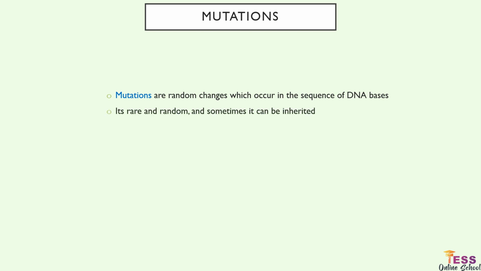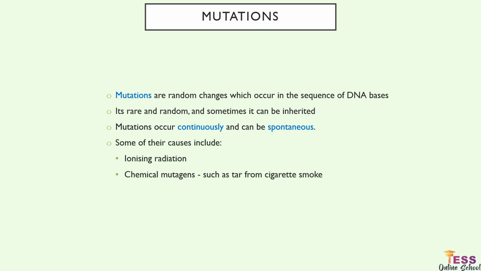Let's start off by defining mutations. Mutations are random changes which occur in the sequence of DNA bases. They are rare and random, and sometimes they can be inherited as it occurs in the DNA, which is passed on from the parent to its offspring. Mutations occur continuously, which means they are always being formed and can be spontaneous and random. Some of their causes include ionizing radiation or chemical mutagens such as tar from cigarette smoke.